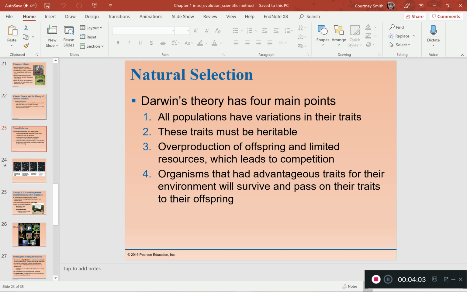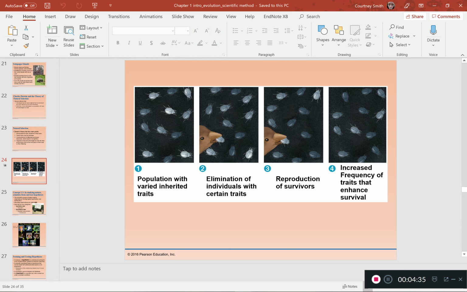The population has variable traits. These traits have to be heritable, meaning that they have to be able to be passed on from parent to offspring. And then if there is overpopulation and resources become limited, such as food or area, then competition will occur. And also the organisms that have the favorable trait for the environment will survive and their offspring will obtain that trait. So this is the figure that shows that.